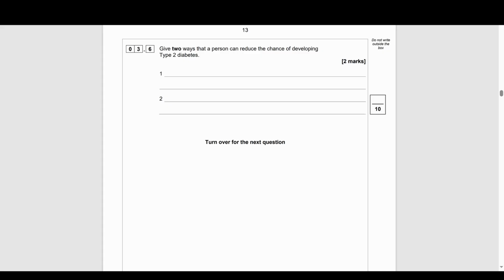Three point six, give two ways that a person can reduce the chance of developing type 2 diabetes. So, how can you treat type 2 diabetes, or how do you prevent someone from developing it? The most common way, which should be said, is with regular exercise.